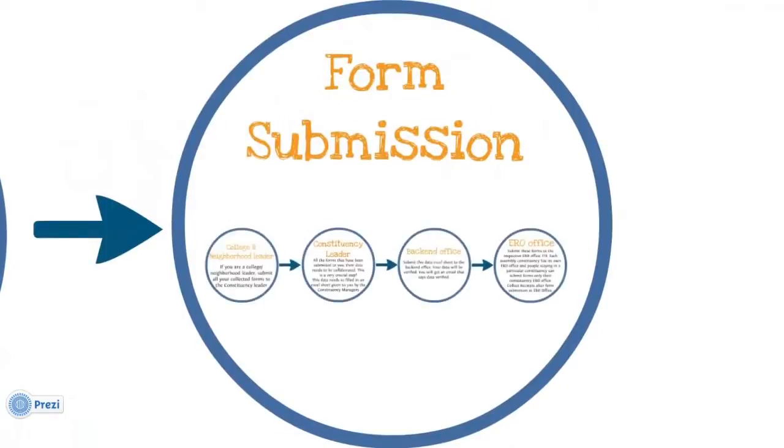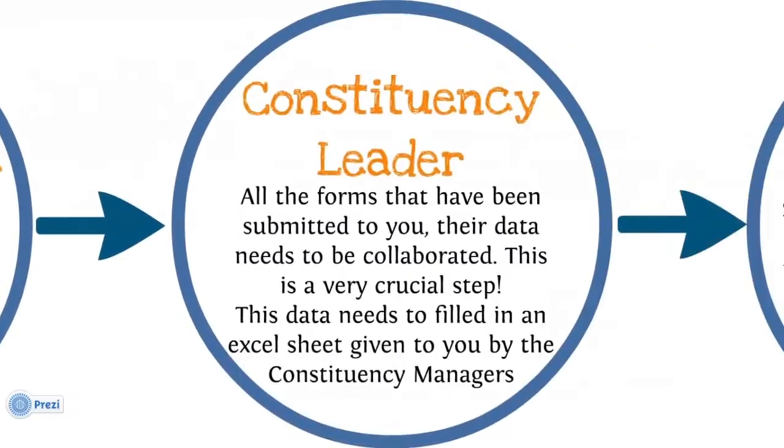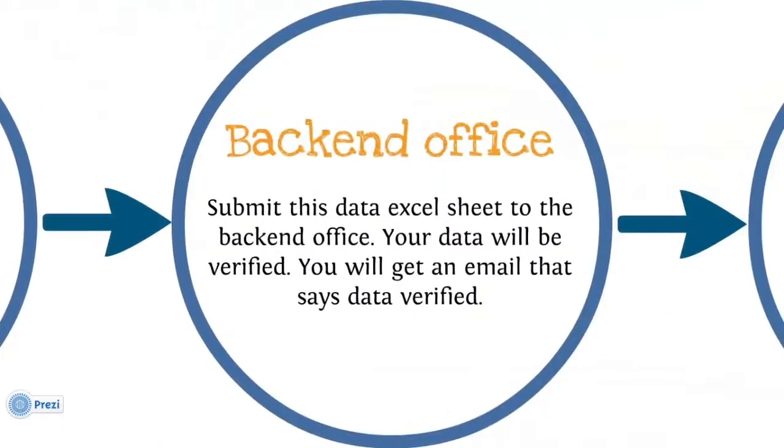Now it's time to submit these forms. If you are a college or neighborhood leader, submit all your collected forms to the constituency leader. If you are a constituency leader, all the forms that have been submitted to you, their data needs to be collated. This is a very crucial step. This data needs to be filled in an Excel sheet given to you by the constituency managers. Submit this data Excel sheet to the back-end office.